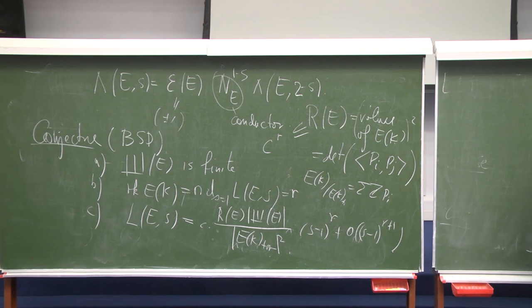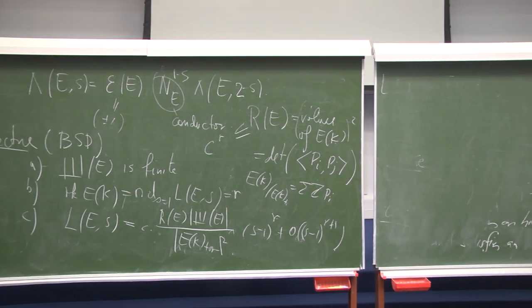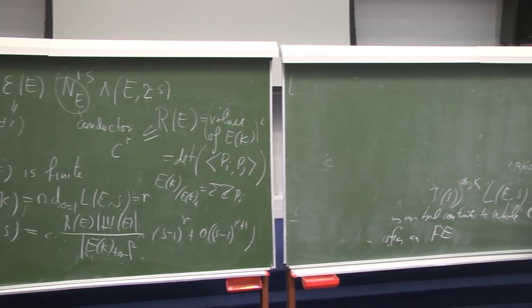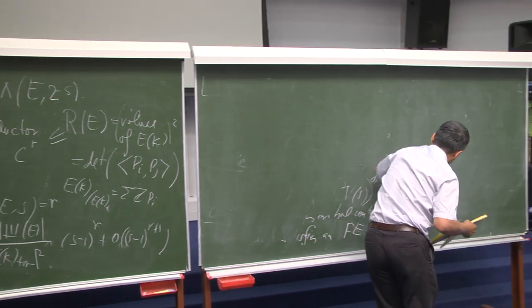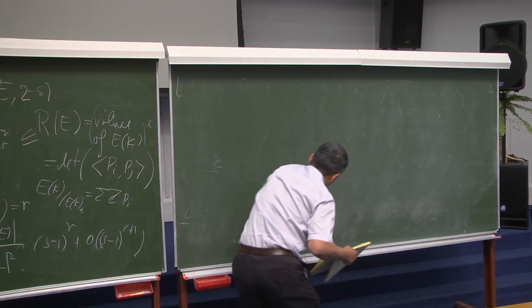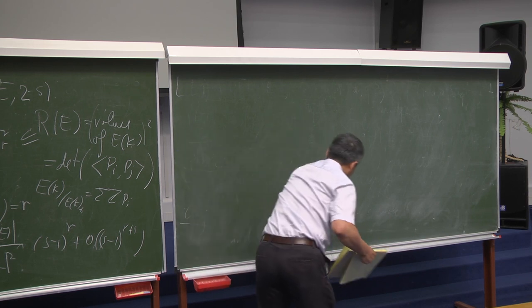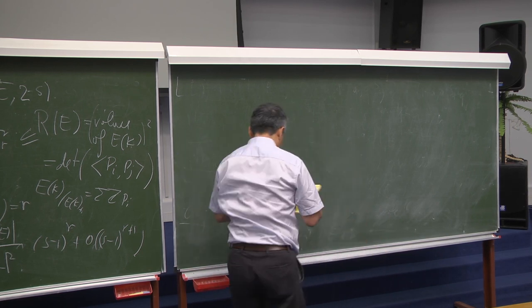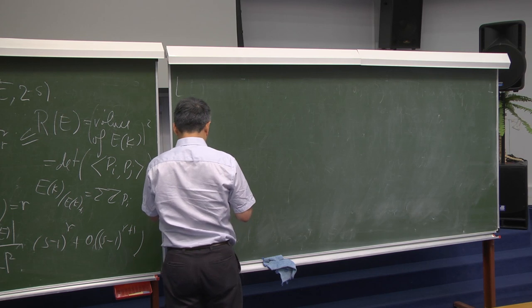So the thing we're going to do is the Gross-Zagier formula, which was discovered by a bunch of people. So the Heegner points construction. So I'll talk about the Gross-Zagier formula.